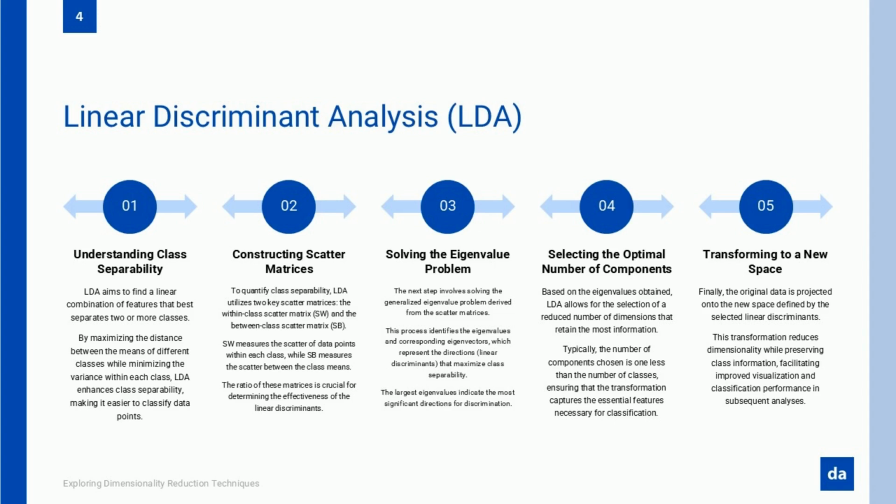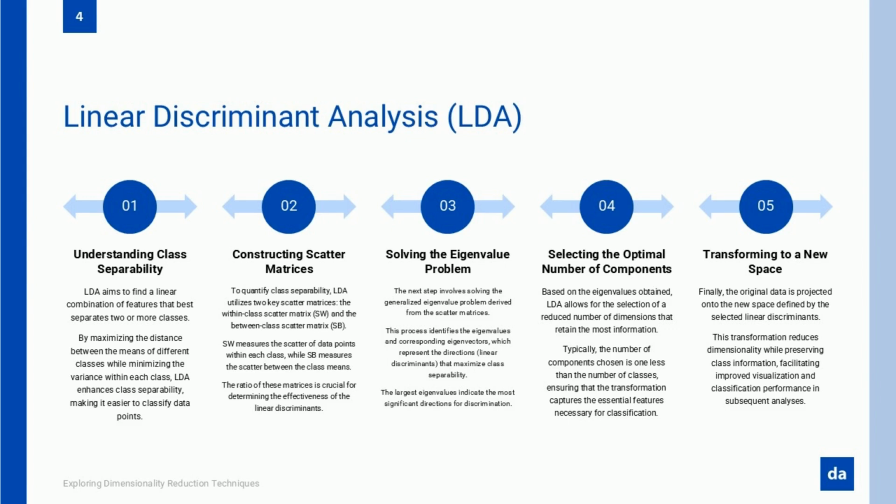But here's the tricky part. LDA doesn't just guess where to draw the line. It solves a generalized eigenvalue problem to identify the optimal directions, called linear discriminants, that best separate the classes. These discriminants are like pathways through the data, directions that maximize class separability. The eigenvalues tell us how much information each discriminant captures, helping us decide how many dimensions to keep.